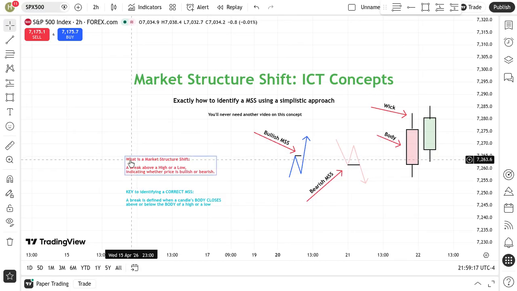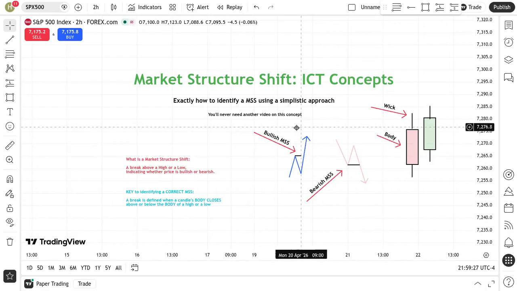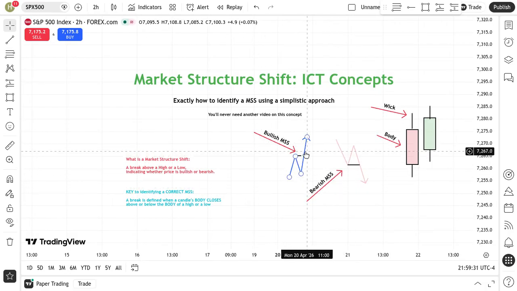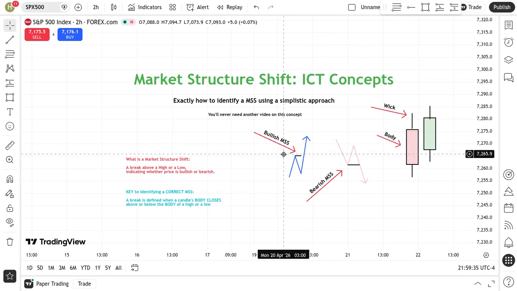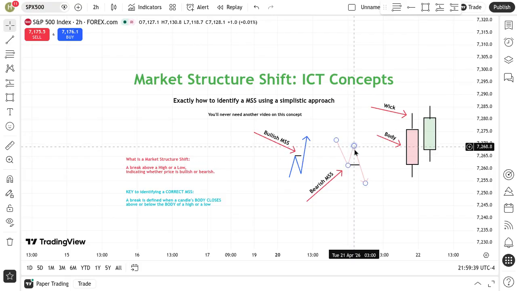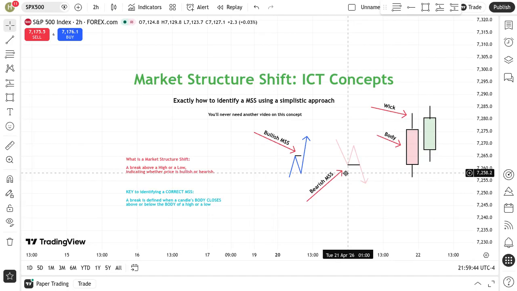Now, what is a market structure shift? A market structure shift is a break above a high or a low, indicating whether price is bullish or bearish. So if we look at these simple examples right here, we have a high here, we have a low here, we break above that high. This is a bullish market structure shift. On this example, we have a low here, we have a high here, we break below that low. This is a bearish market structure shift.